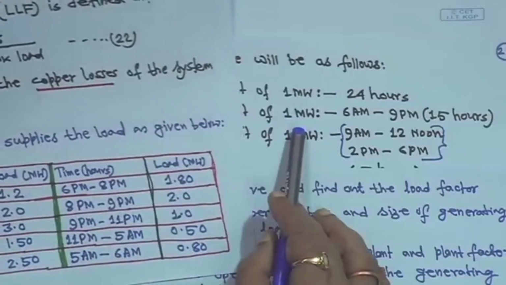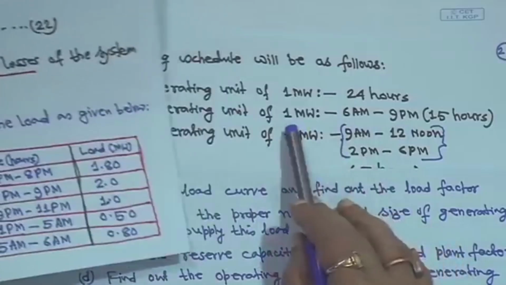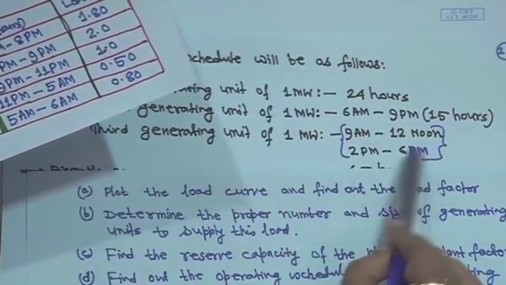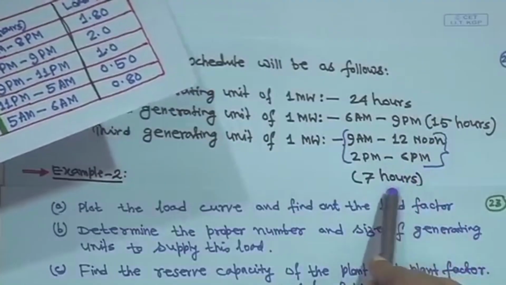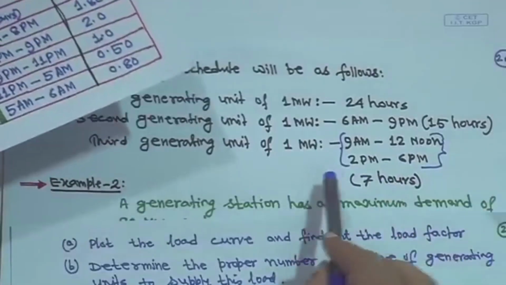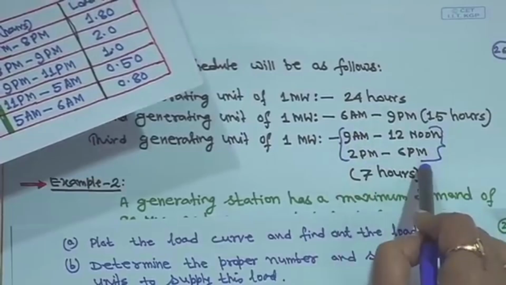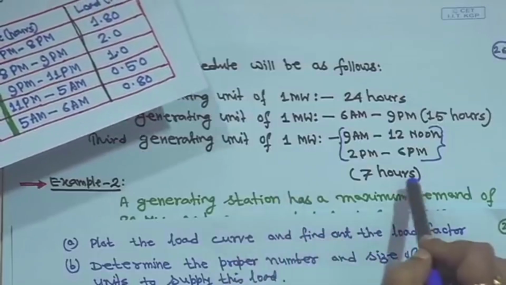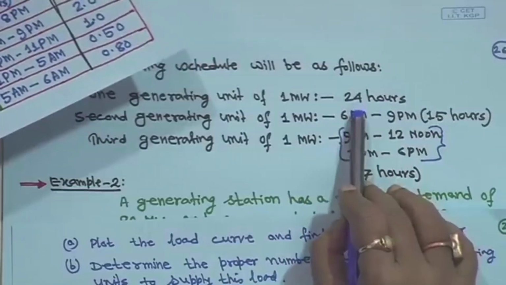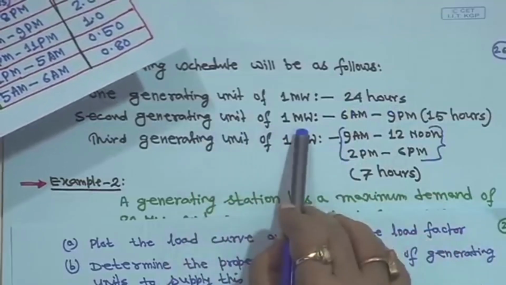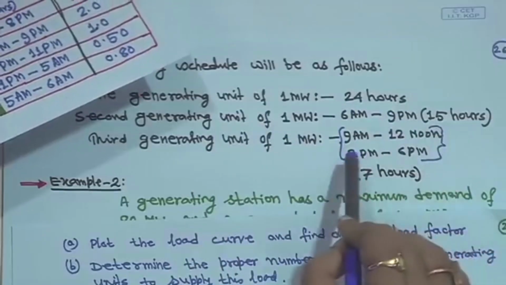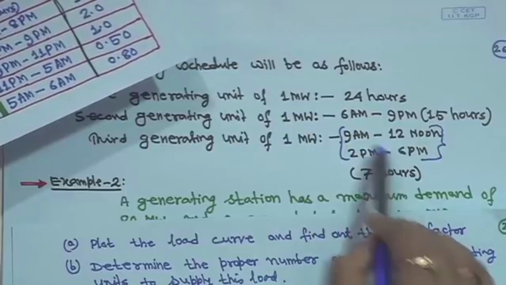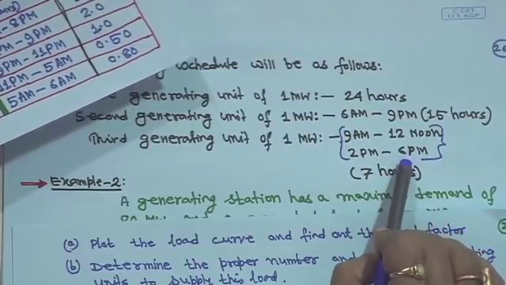The second generating unit of 1 megawatt is required, because all the time the load is 2, so this unit is also required. But the third generating unit of 1 megawatt is required from 9 am to 12 noon and 2 pm to 6 pm, 7 hours, that means it is overlapping. For these 7 hours all 3 units should be on. So, 1 unit runs for 24 hours, another unit is on from 6 am to 9 pm for 15 hours, and the third unit from 9 am to 12 noon as well as 2 pm to 6 pm for 7 hours, because during this duration the load will be more than 2 megawatt.